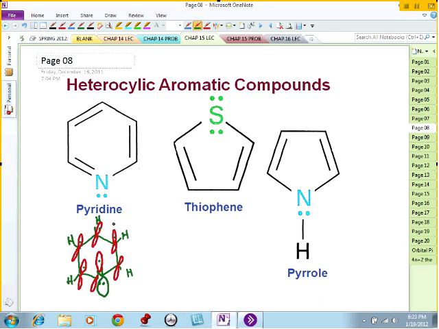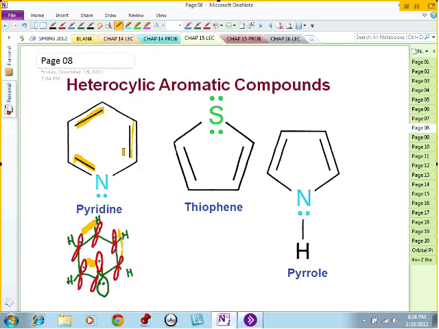Now, if you take a look at this, you could now have overlap here. Okay, those two p orbitals overlap to form this here, and these two p orbitals will overlap to form this here. These two p orbitals will overlap to form this here. Okay, so now you have the double bond.